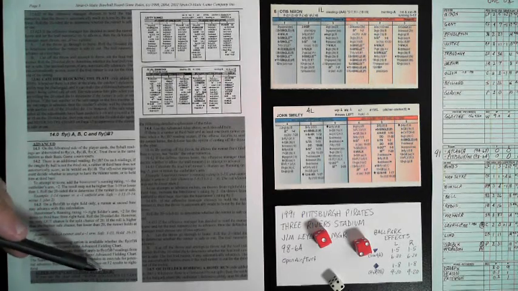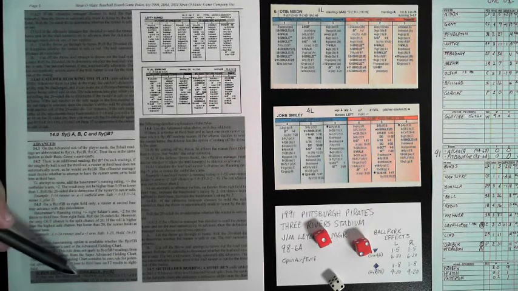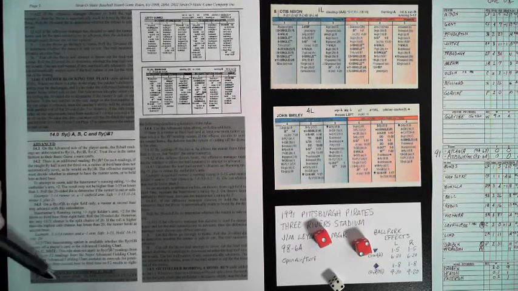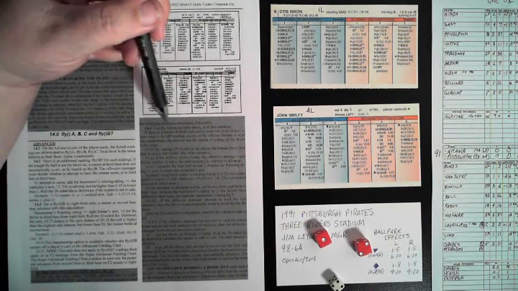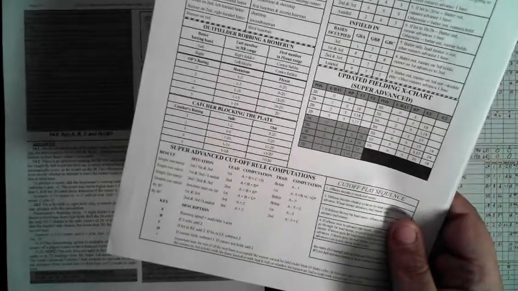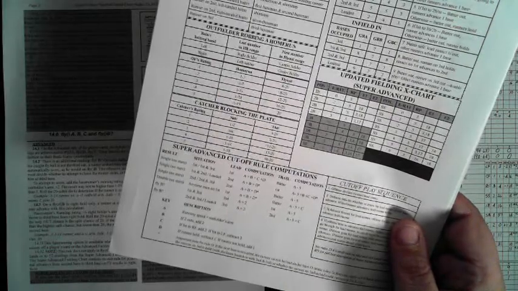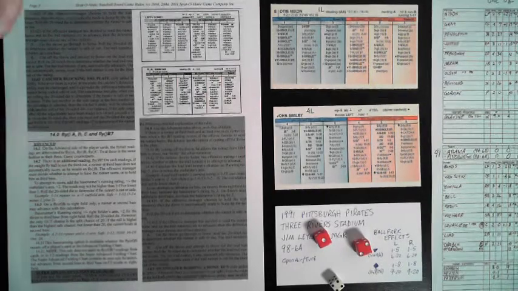Super advanced cutoff rule, fly ball position B question mark. If you use the chart titled Super Advanced Cutoff Rule Computations on page 17, it's not necessary to read the following detailed explanation of the rules. I'm going to tell you, use the chart. Learn the chart. Use the chart. Also makes these videos a little quicker.